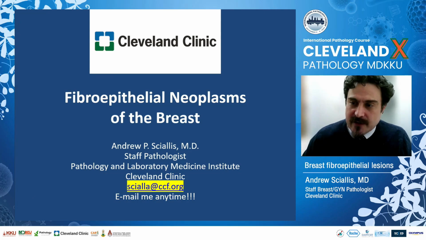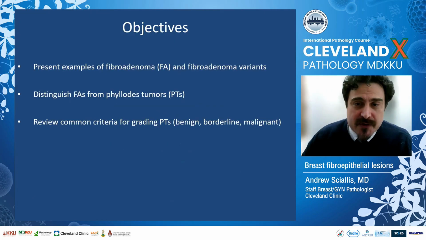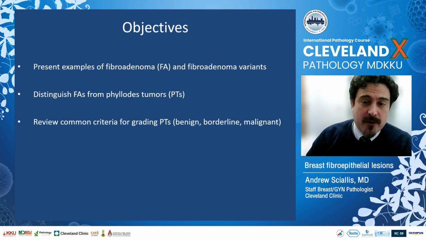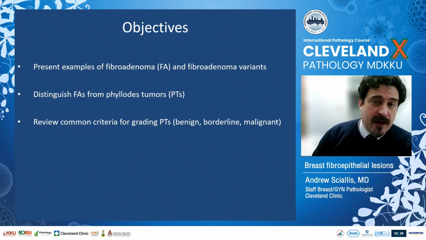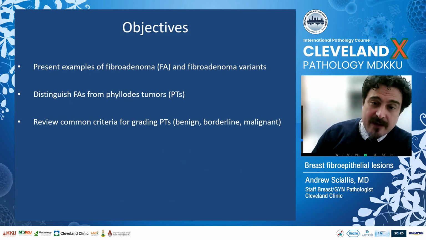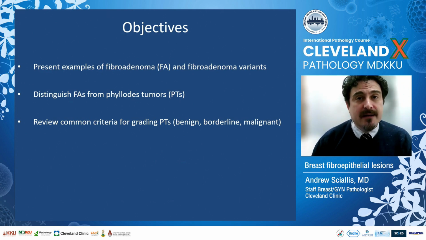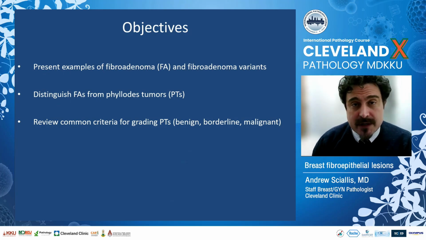Alrighty, so let's get started on fibroepithelial things. I have nothing to disclose. The objectives for today are to present examples of fibroadenoma and variants of fibroadenoma. We'll also look at a few cues to help distinguish fibroadenomas from phylloides tumors, which, as long as the microscope is used in pathology, will be a difficult endeavor. And then to review common criteria for grading phylloides tumors once we have determined that that's what we are looking at under the microscope. And we still will use the traditional benign, borderline, and malignant categories.